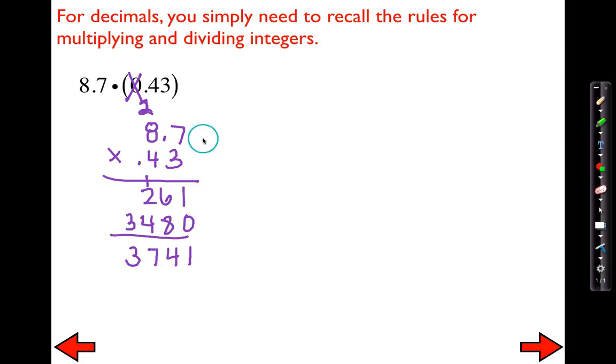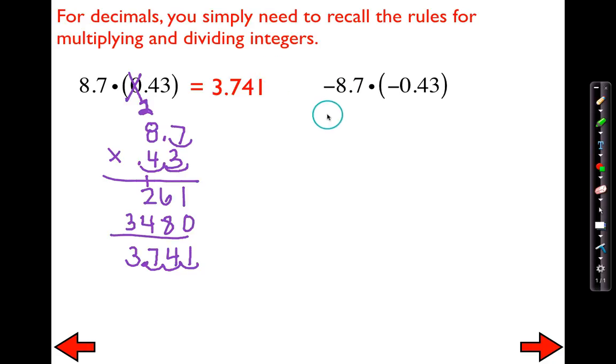I'm going to get this number here, but I need to count to see how many decimal places I need to move it. So it's going to go a total of 1, 2, 3. So let's go ahead and move it 3 decimal places. My answer is 3 and 741 10,000ths. Now if I change this problem to be a negative 8 and 7/10 times a negative 43 100ths, what would my answer be? Well, a negative times a negative is a positive, so it's essentially the same answer. It still would be 3 and 741 10,000ths.